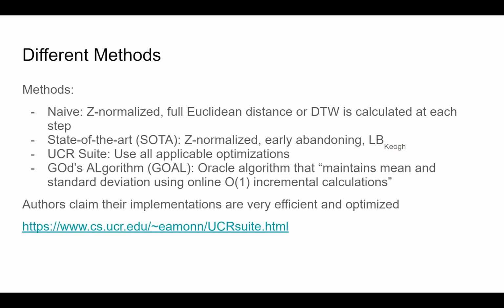The authors also claim that their implementations are very efficient. For example, utilizing an iterative implementation instead of a recursive one would speed up the algorithms for naive, state-of-the-art, and GOAL, whereas if you utilize a less efficient and optimized implementation, you could conclude that UCR produces better results. So the authors also include a lot of their claims, code, and the actual data that they used on their website.